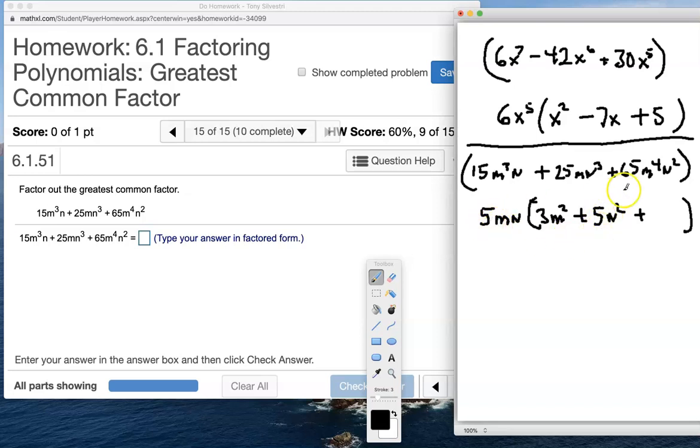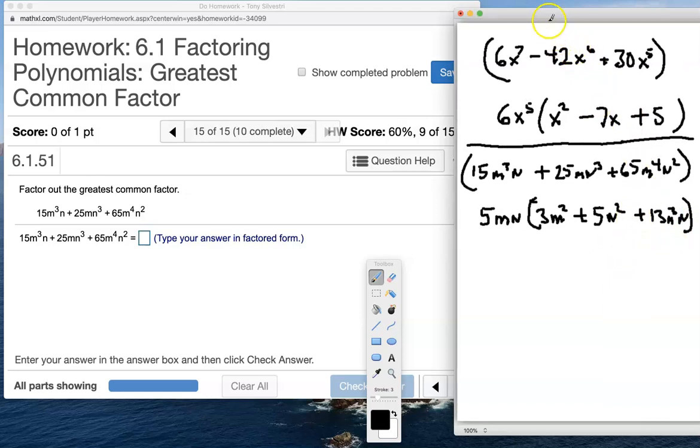I know that's right. 5 goes into 65 13 times. You had 4 m's, you pulled one out, leaves you with m cubed. And you started off with n squared, you pulled one out, leaves you with an n. So there's your answer right there.